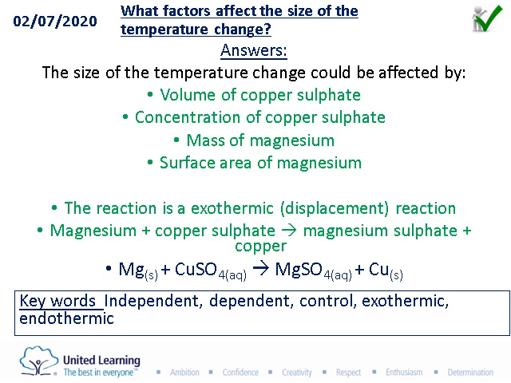The concentration of the copper sulfate. The mass of the magnesium. Remember, don't say amount. If you did, change it to mass. The surface area of the piece of magnesium. I'll also allow you to have the size of the chunk of magnesium.